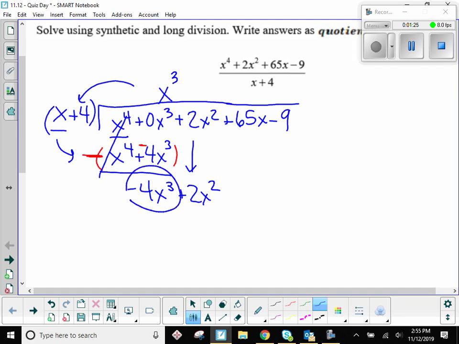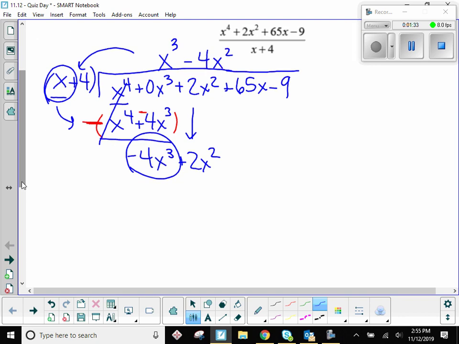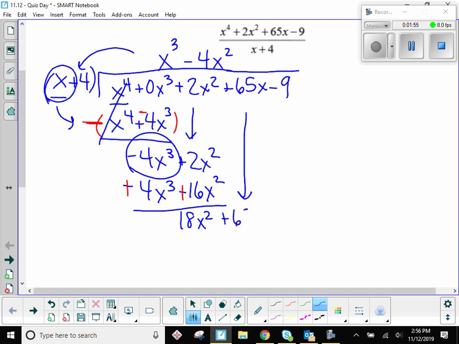You look at this divided by this, it's negative 4x squared. Multiply by both of those. Change the signs on both of those things because you're subtracting both of them off. And then that gives you 18x squared. Bring down the next term.